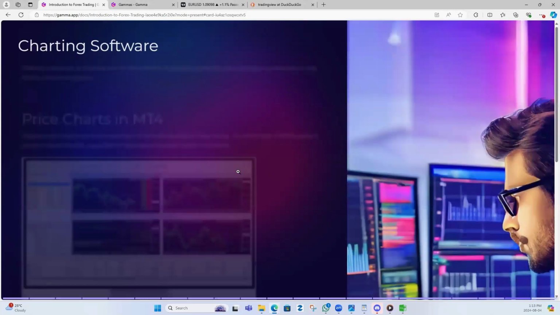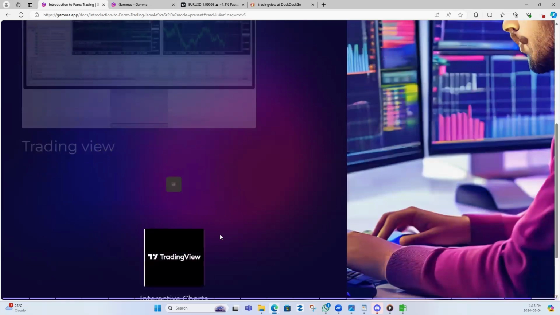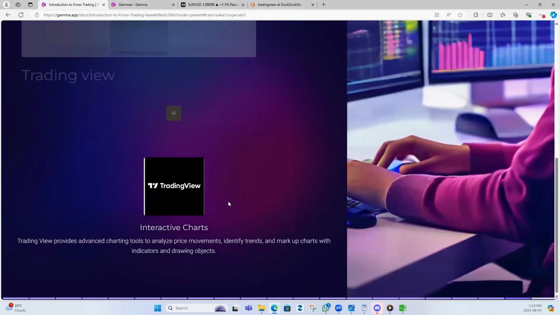These are the charting software that we use. MT4 is a charting software provided by the broker. You have TradingView, which I use for all of my analysis. It's a free platform that you can use to analyze the market.